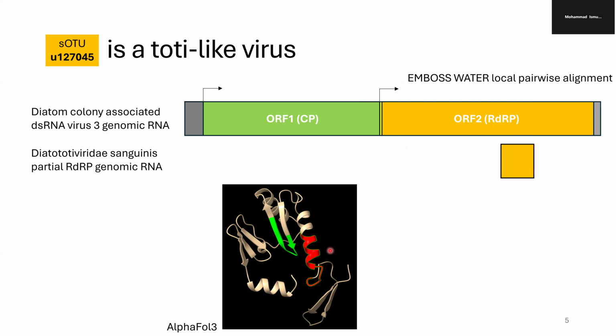When we put it in AlphaFold and did a structural prediction on this partial RdRp sequence, we were able to see the conserved motifs in the palm region of the RdRp, which is motif B shown in green and motif C shown in red. That further proves that this region is indeed encoding for RdRp.